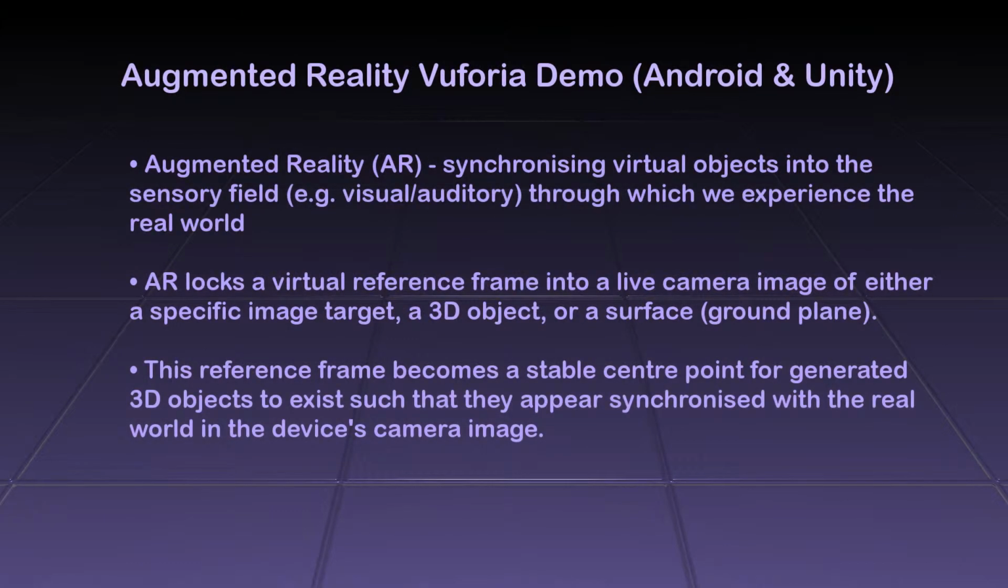If you're not familiar with augmented reality, or AR, it means using a device to synchronize virtual objects into the sensory field, for example, visual or auditory, through which we experience the real world. A key feature of AR is locking a virtual reference frame into a live camera image of either a specific image target, a 3D object, or a surface or ground plane. This reference frame becomes a stable center point for generated 3D objects to exist such that they appear synchronized with the real world in the device's camera image.